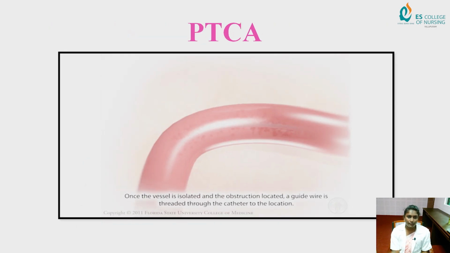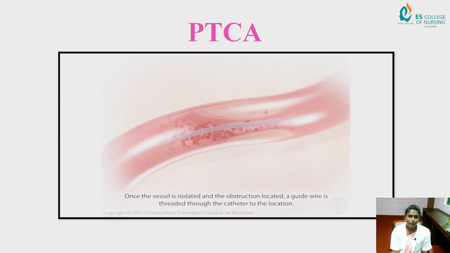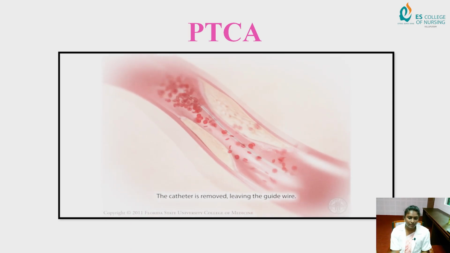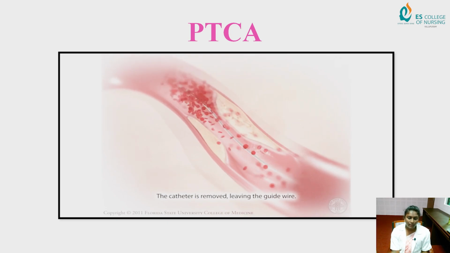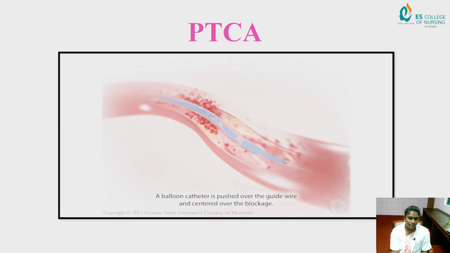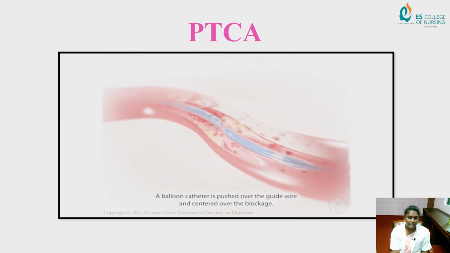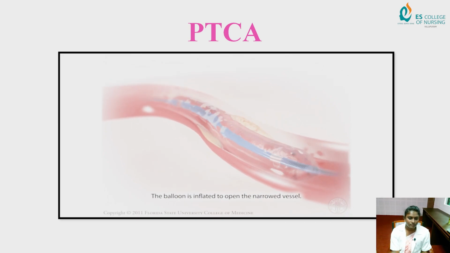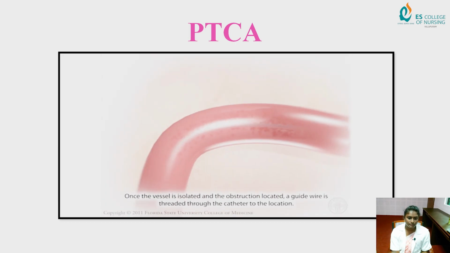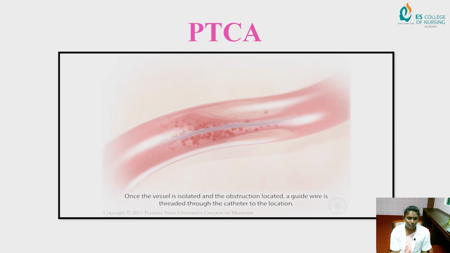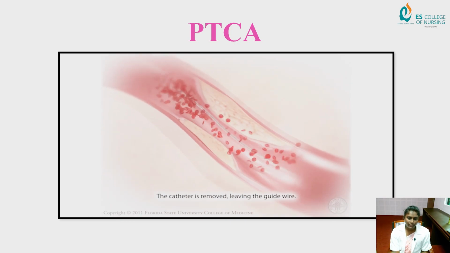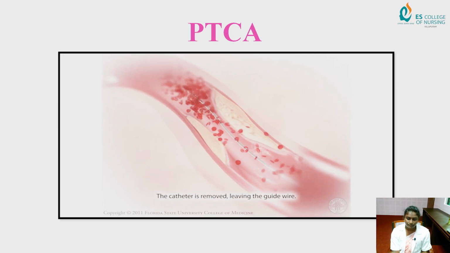Then PTCA, percutaneous transluminal coronary angioplasty. Here obstructions are located through the guide wire and removed, leaving the guide wire in that area. Then a balloon catheter is pushed over the guide wire and centered over the blockage. The balloon is inflated, which opens the narrowed arteries. So obstruction locations are identified and relieved by the guide wire.